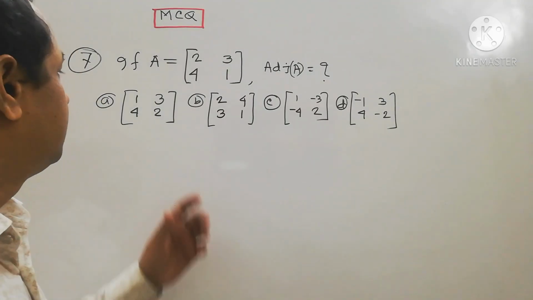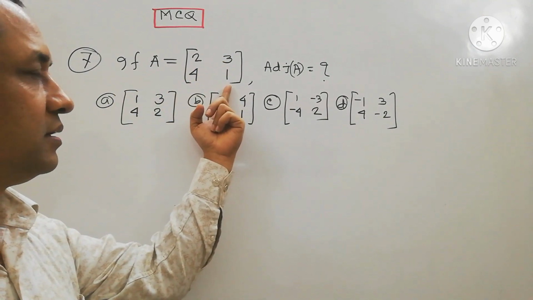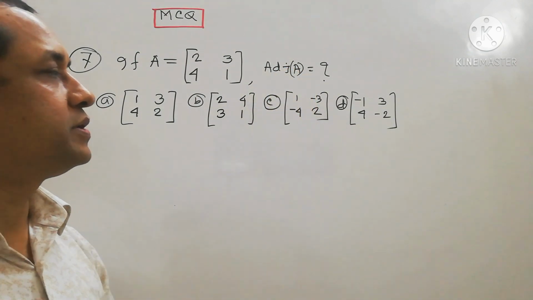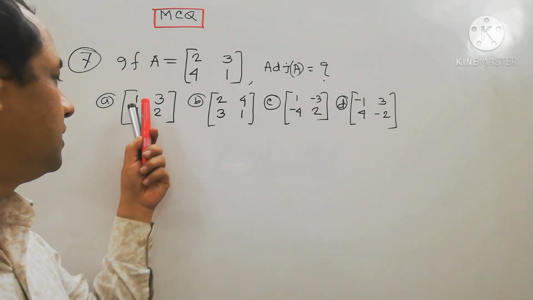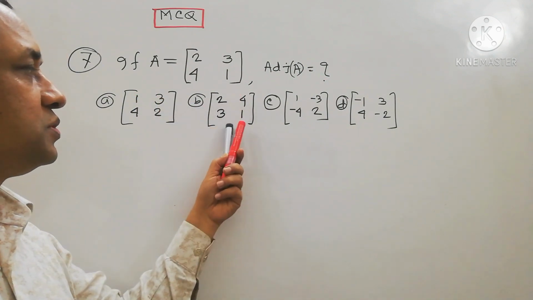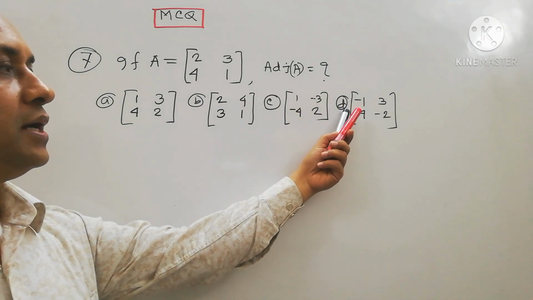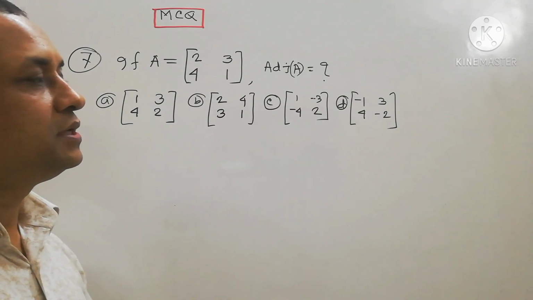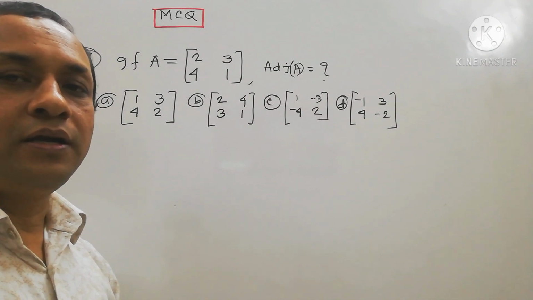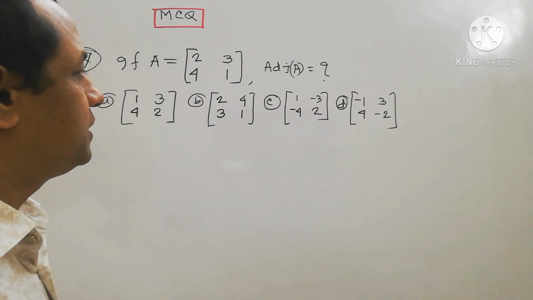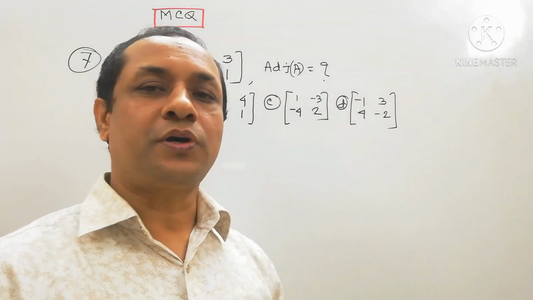Question number 7. If matrix A equals 2 4 3 1, then find the adjoint of A. What is the adjoint of A? Option A: 1 4 3 2, option B: 2 3 4 1, option C: matrix 1 minus 4 minus 3 2, and option D: minus 1 4 3 minus 2. So student, you have learned the definition of the adjoint matrix. Now we have the adjoint matrix. It is a very simple question, so shortcut method.